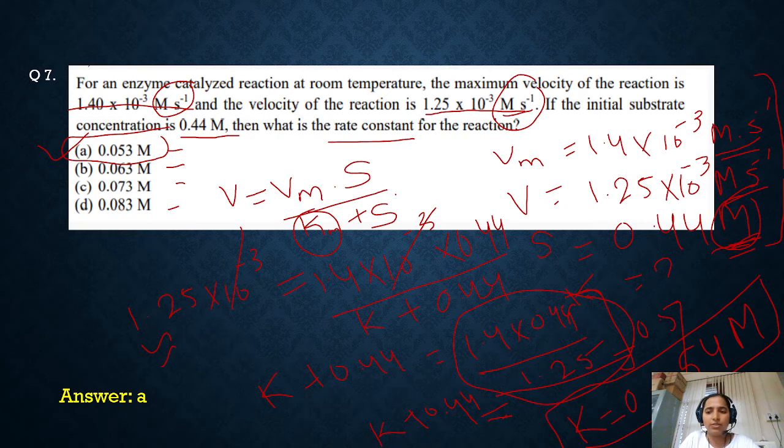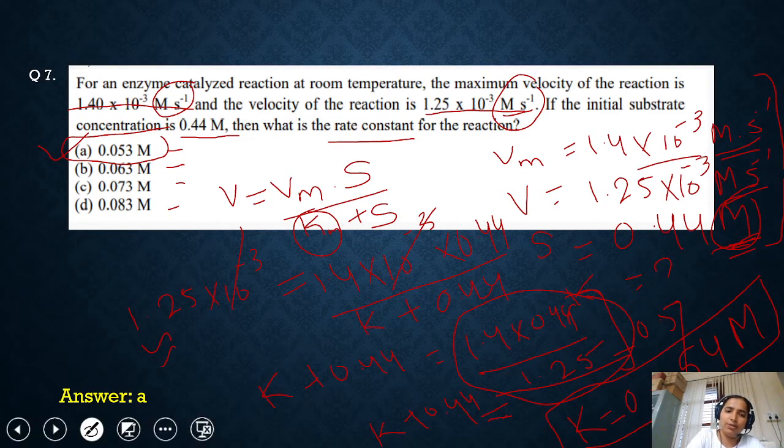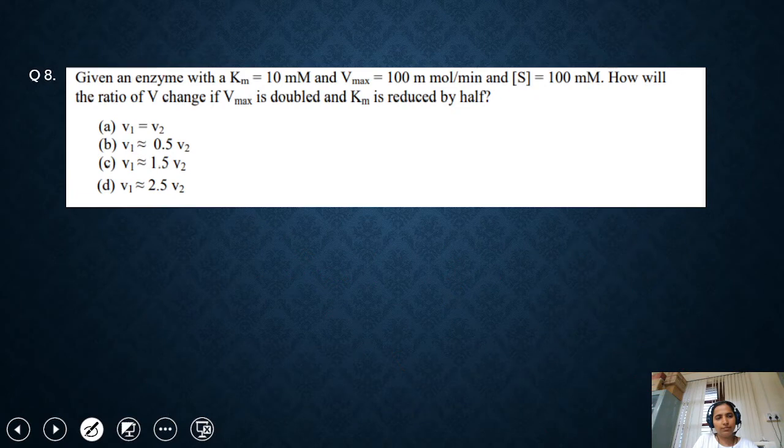Everyone understood this question? This is a really simple question, but they will change the condition. They will not give you the exact value, they give it in terms of V and other ratios, such as substrate becoming half or double. So these types of questions you have to practice. Now let's come to the next question.